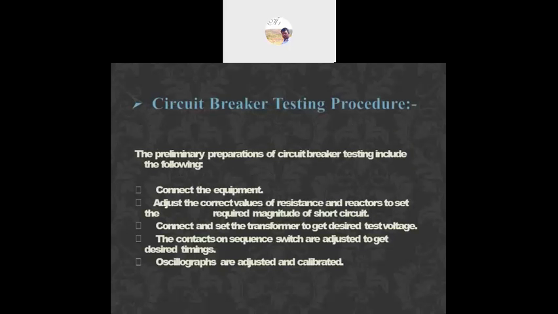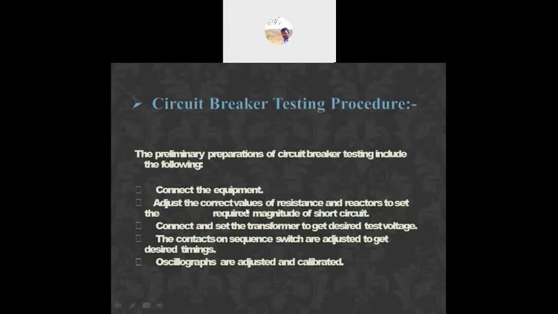What are the considerations? First, connect the equipment. We have to connect the equipment to the line, and check that all are connected. Next is the adjusting. Adjust the correct values of the resistance and the reactors.